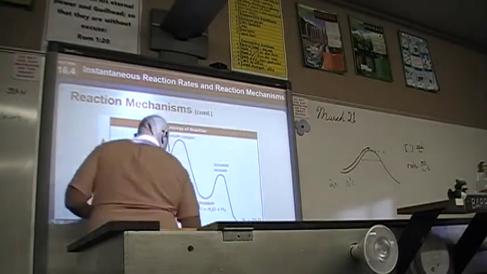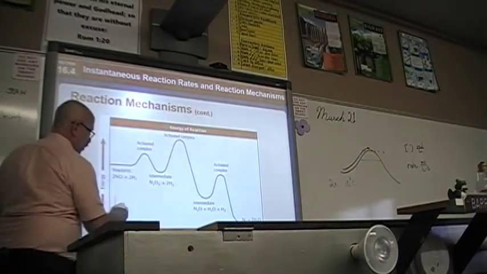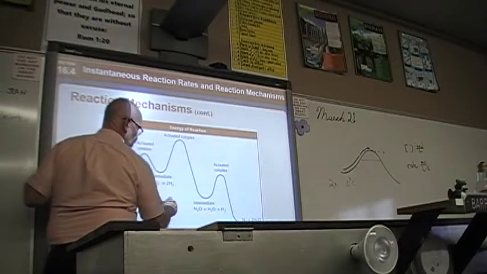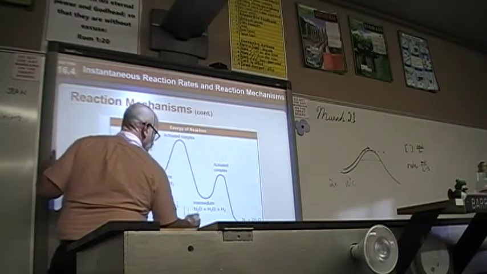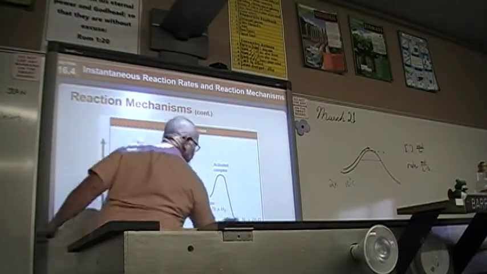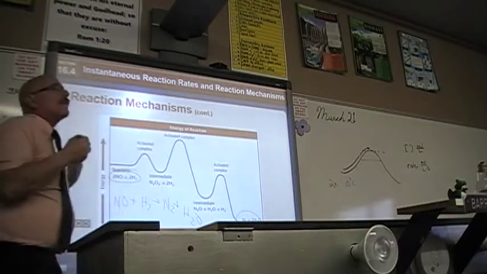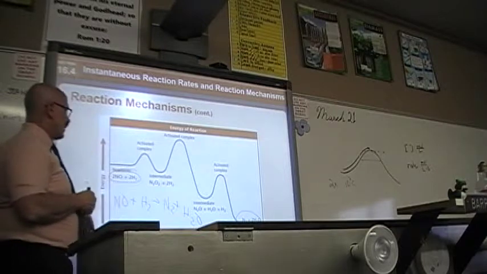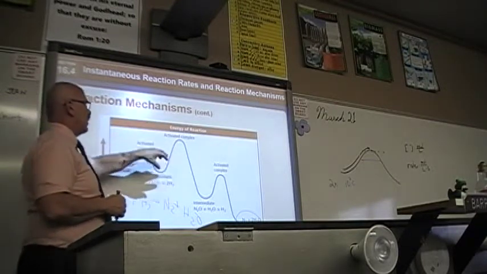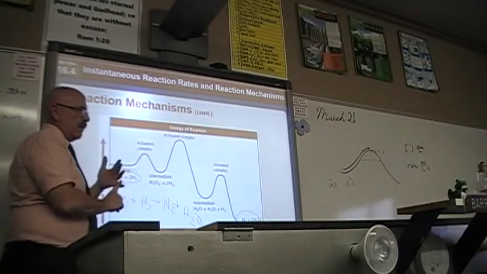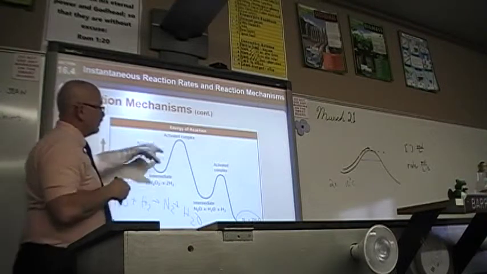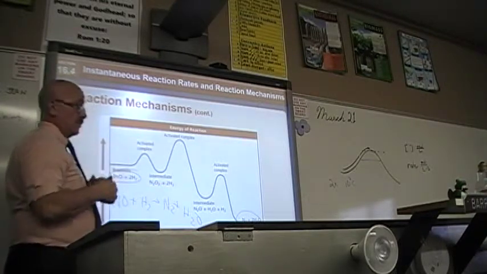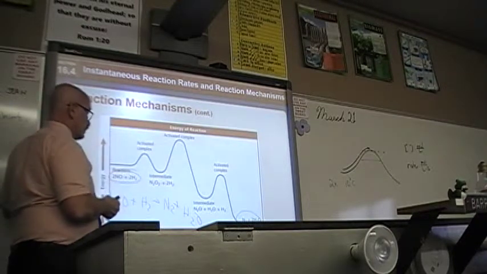So if we're writing out this reaction, what are we going to say? We're going to say NO plus H2 produces N2 plus H2O. This is my reactants, and here's my products. But in real life, it does a bunch of other things in between. Okay? And those are called activated complexes, intermediate complexes. There's energy for each of those associated. And whichever one of these goes slowest is the one that's going to control the reaction.